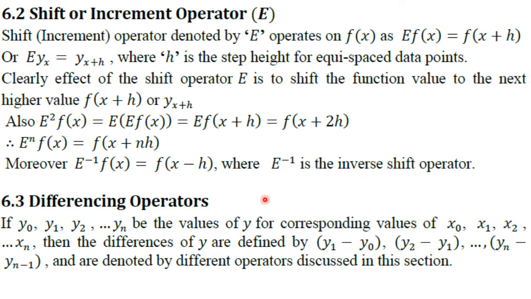So students, what it says is that if y naught, y1, y2 and so on up to yn be the values of y for corresponding values of x naught, x1, x2 and so on up to xn, then the differences of y are defined by y1 minus y naught, y2 minus y1 and so on, yn minus y(n-1), and they are denoted by different operators. So we will talk about the different operators in this section.